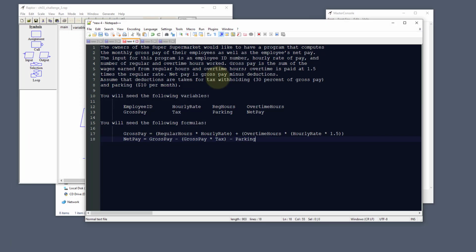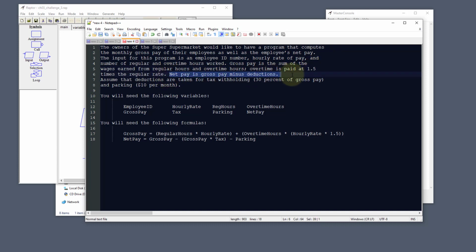Challenge 3 for Chapter 3. The owners of the supermarket would like to have a program that computes the monthly gross pay of their employees as well as the employees' net pay. The input for this program is an employee ID, hourly rate of pay, and number of regular and overtime hours worked. Gross pay is the sum of the wages earned from regular hours and overtime hours. Overtime is paid at 1.5 times the regular rate.